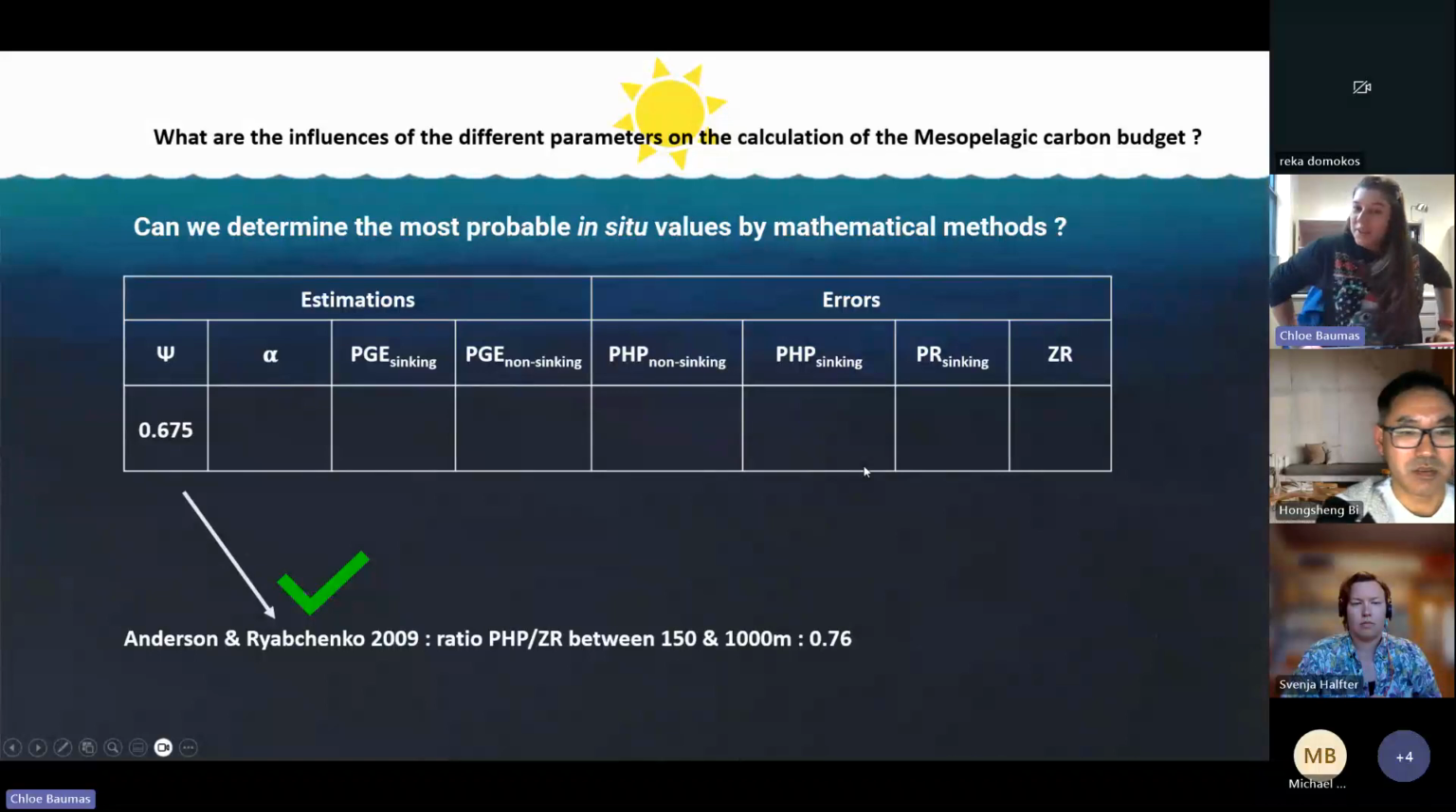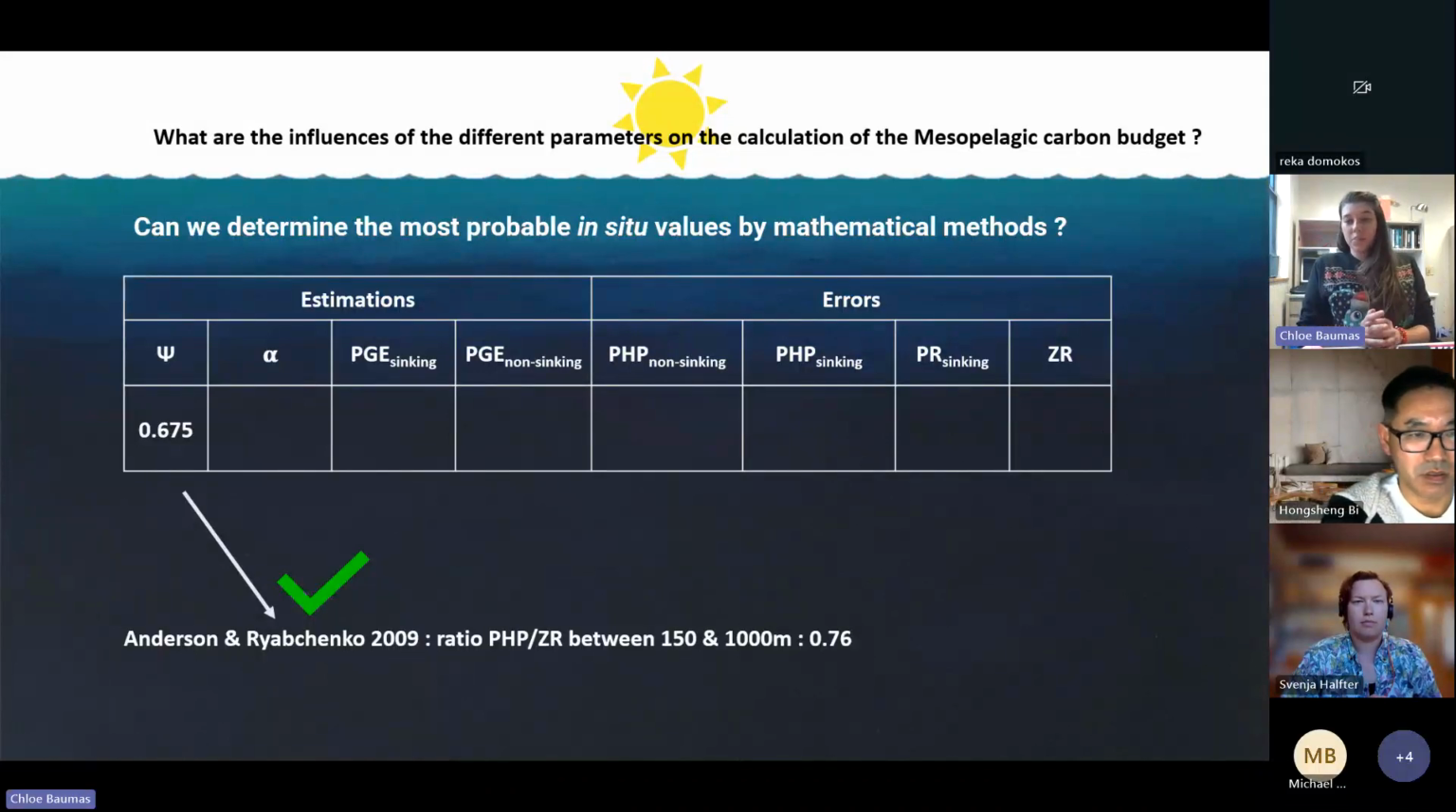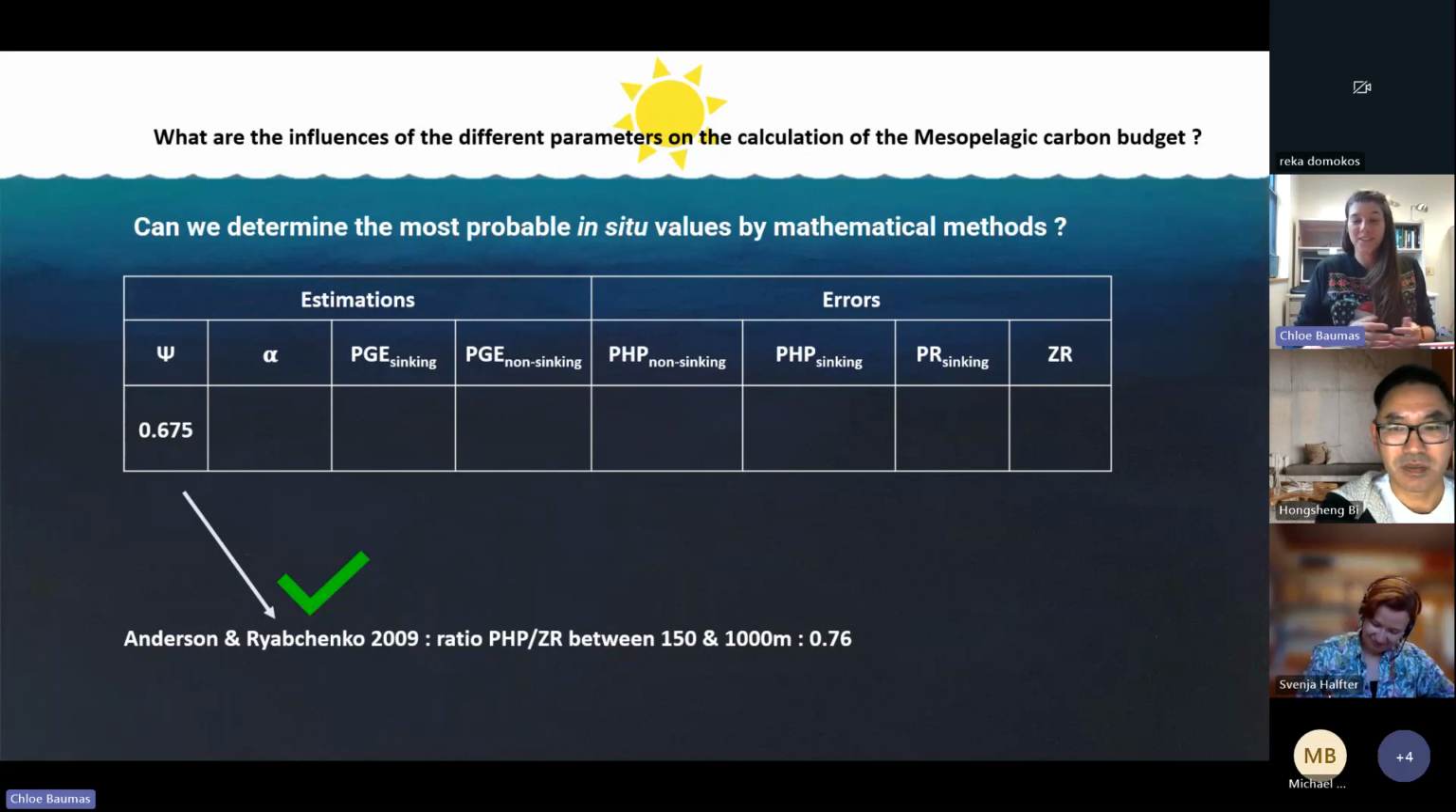So we proceed to the model inversion and we obtain a Psi value of 0.67. Okay, so there's only one value in the literature to compare, and it's 0.76. So we're in the same order of magnitude. We can say we're okay.